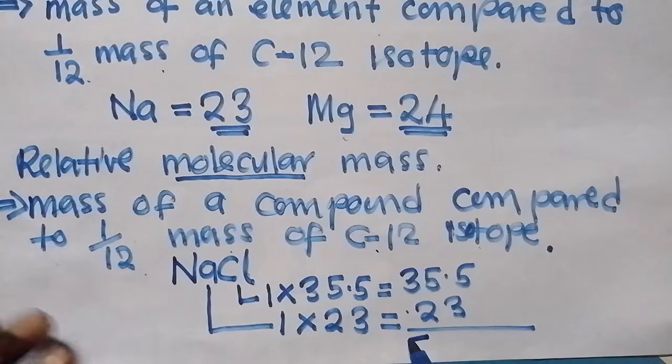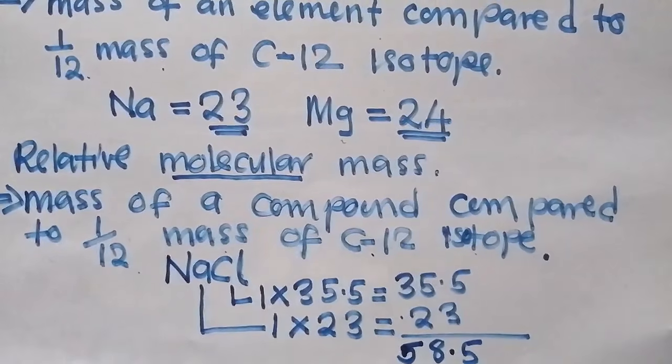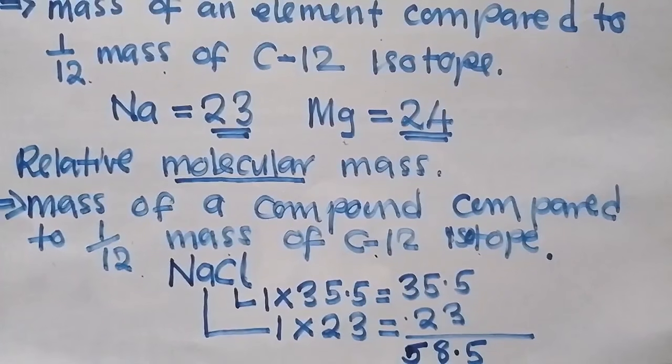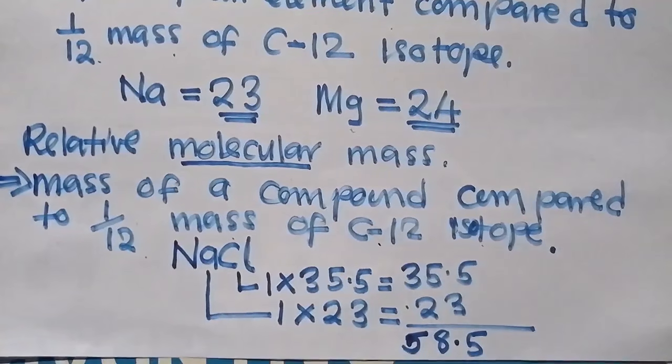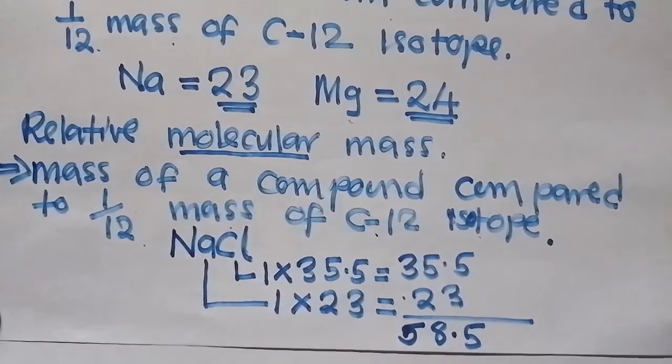50. This is what we are getting. We are getting 58.5. So this is the relative molecular mass. No units. Don't forget, whenever we are talking about this, we don't need to attach units. Units should not be included whenever we are talking about this type.